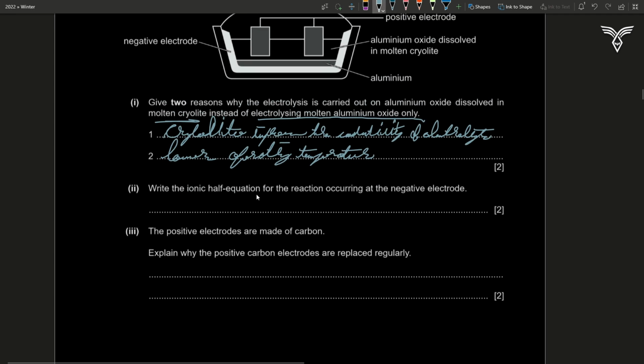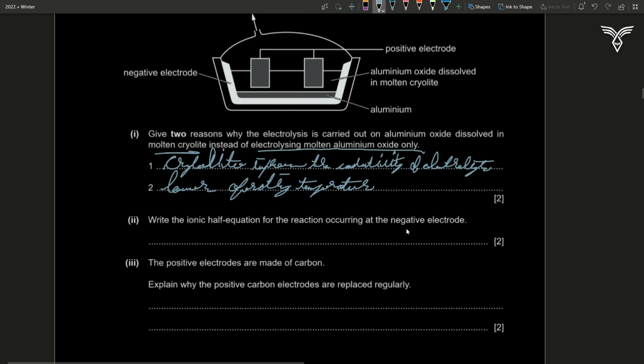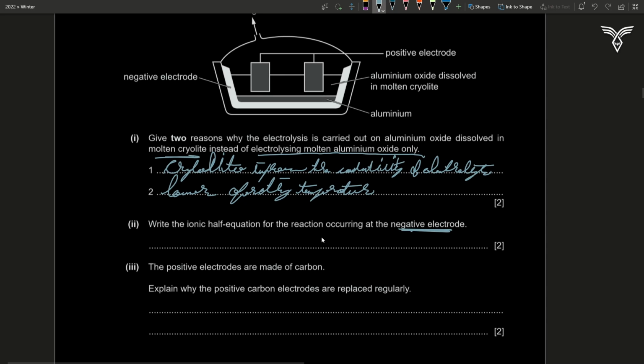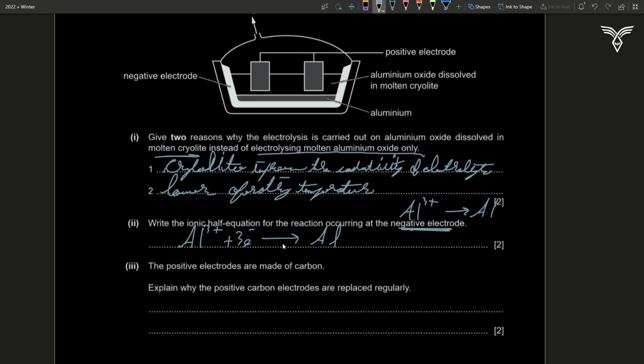Part 2. Write the half ionic equation for the reaction occurring at the negative electrode. What happens at the negative electrode? At the negative electrode the aluminum ion gets reduced, so it becomes normal aluminum. What forms at the negative electrode, which is the cathode? Aluminum forms at the cathode. Al3+ becomes what? Aluminum. It was 3 plus, now it's 0, neutral, just a normal aluminum atom. It gained what? Just 3 electrons. And just like that, we've solved the question.